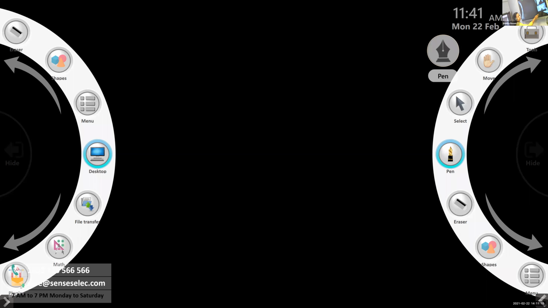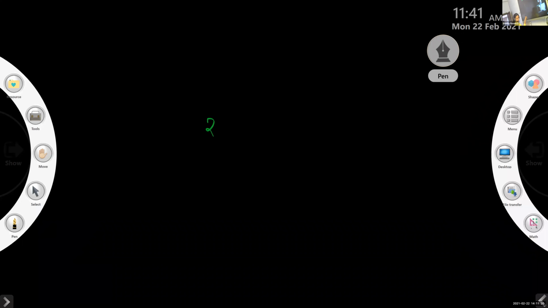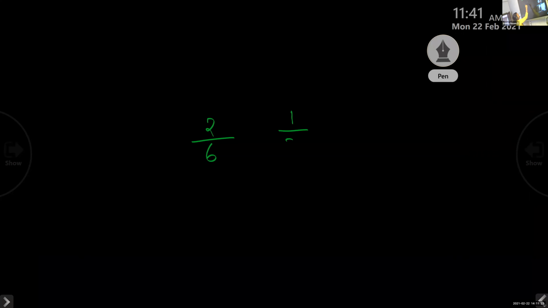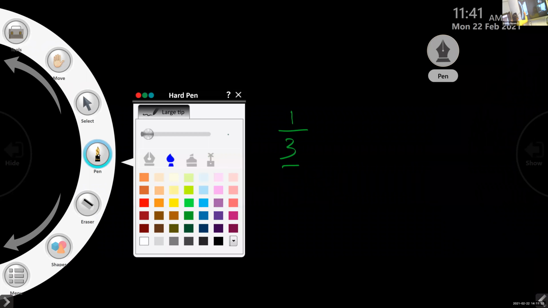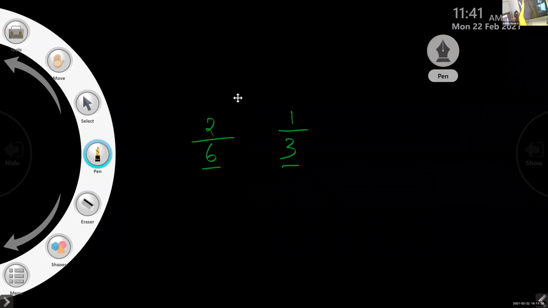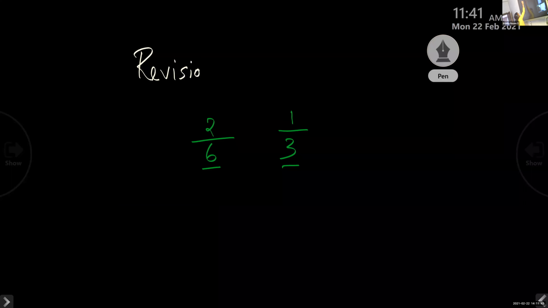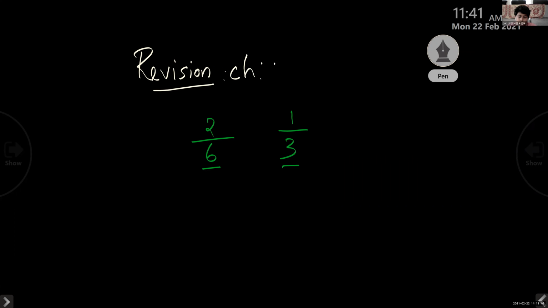Here it is unlike fractions. So first of all, 2 by 6 and 1 by 3. Here the denominators are different. You have to compare. Children, you can write the heading. Revision of Chapter 9.3, Compare Unlike Fractions.